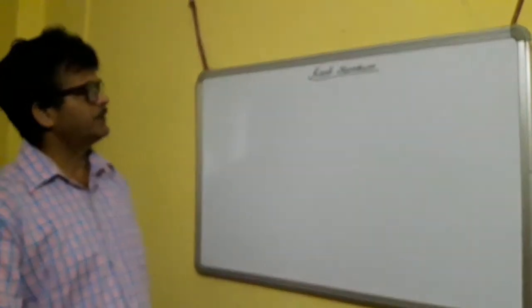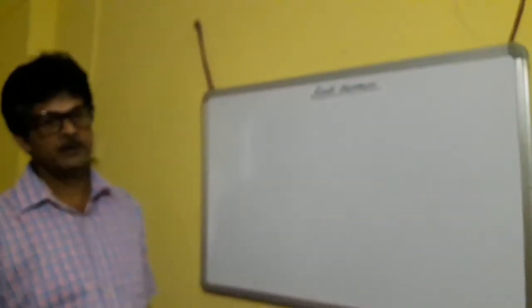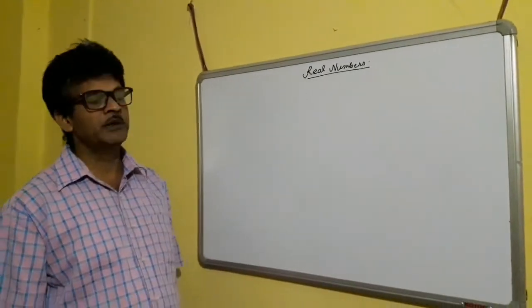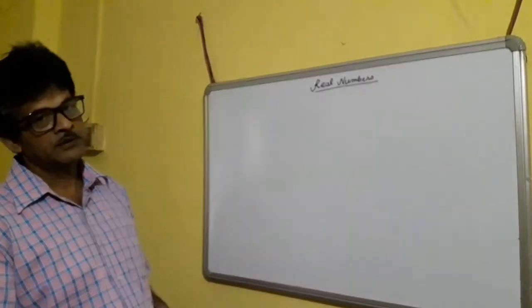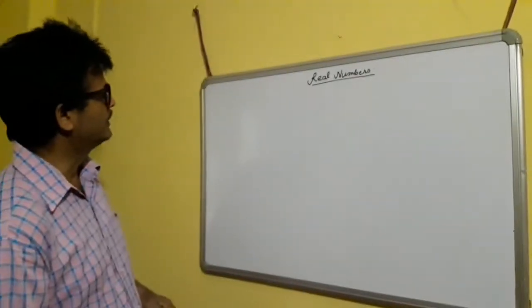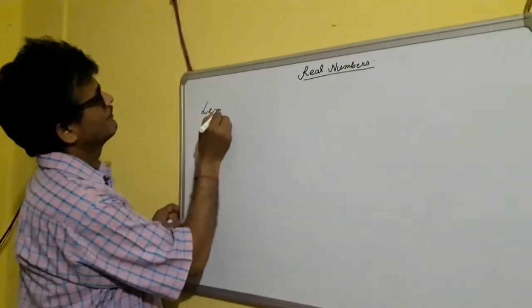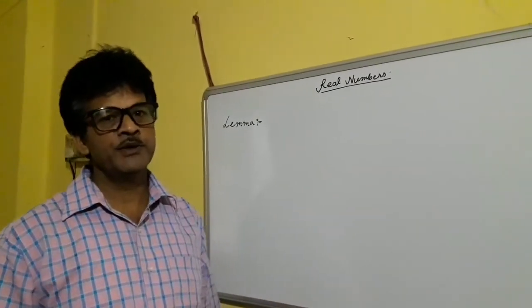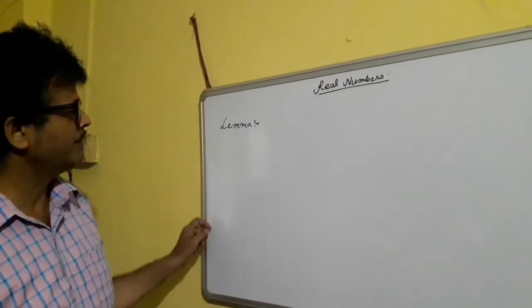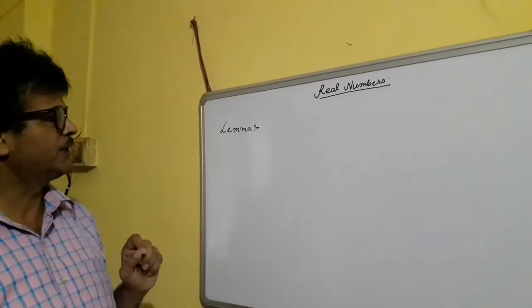So in this chapter we have some important terms like lemma, algorithm, and then an important algorithm, Euclid's division algorithm. So let us know these terms. Lemma. So what is a lemma? A lemma is a proven statement which can be used to prove another statement. So remember, a lemma is a proven statement which can be used to prove another statement.